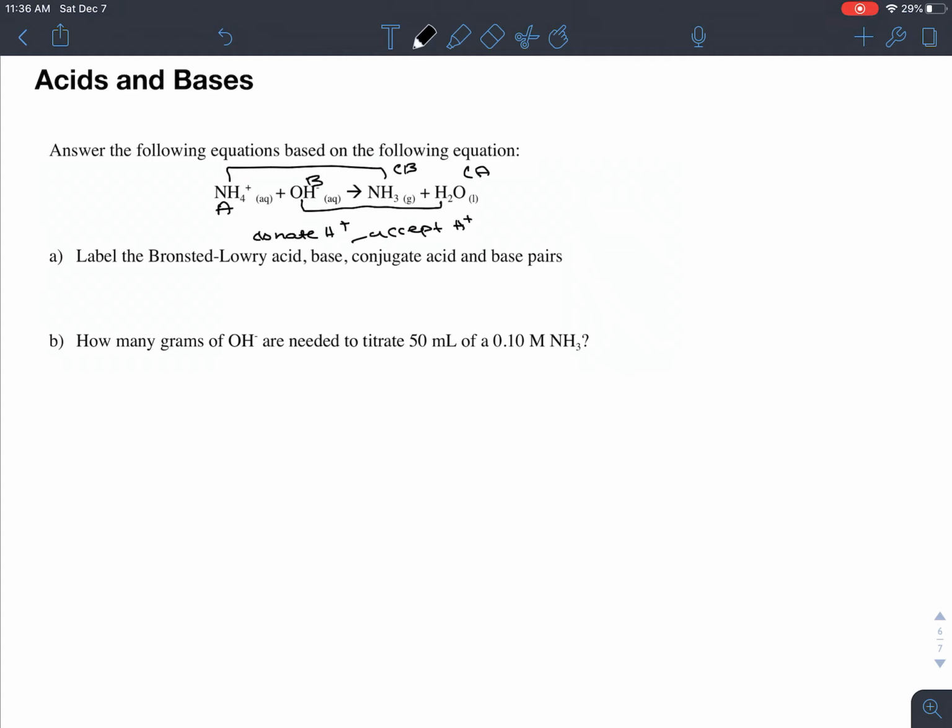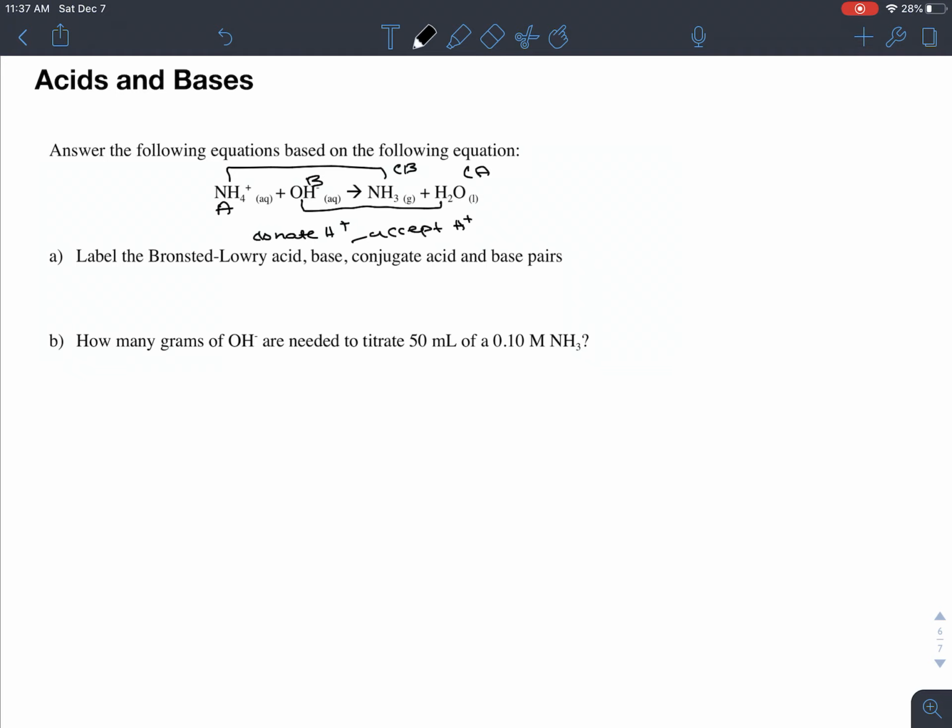How many grams of OH are needed to titrate 50 milliliters of 0.1 molar ammonia? So a titration is when you add acid and base together and wait until it neutralizes, forms water. You usually have an indicator that tests the pH so that you can see where the change is when they have reached equilibrium, they've reached neutral zones, water. Or you can use an equation.